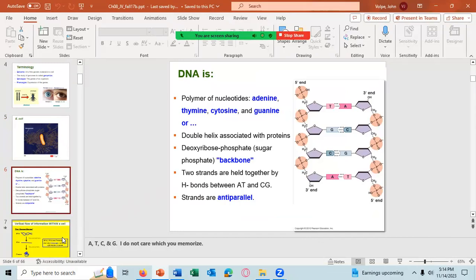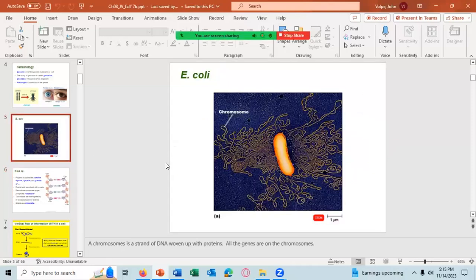DNA is a polymer of nucleotides. DNA has 4 nucleotides: adenine, thymine, cytosine, and guanine. And you can either learn it by those names, or you can call it A for adenine, T for thymine, C for cytosine, and G for guanine. DNA is a double helix associated with proteins to make the chromosome, meaning a chromosome, which is true for both eukaryotes and prokaryotes, is made up of both DNA and protein. Any question about any of that?